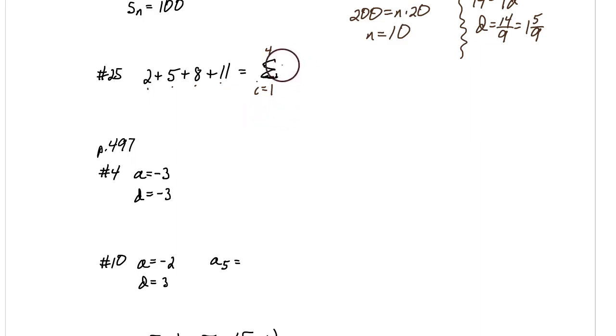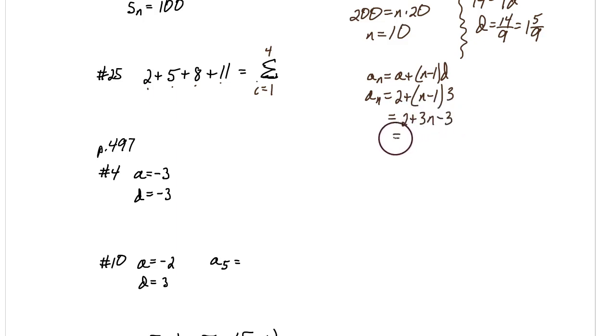The formula that goes there is the general term formula for that sequence. So this is the same thing we've done before, where you want to write the general formula out. A sub n equals a plus n minus 1 times d. So the general term is equal to the first term plus n minus 1 times 3. Now let's simplify this side right here. This becomes 2 plus 3n minus 3, which makes 3n minus 1.